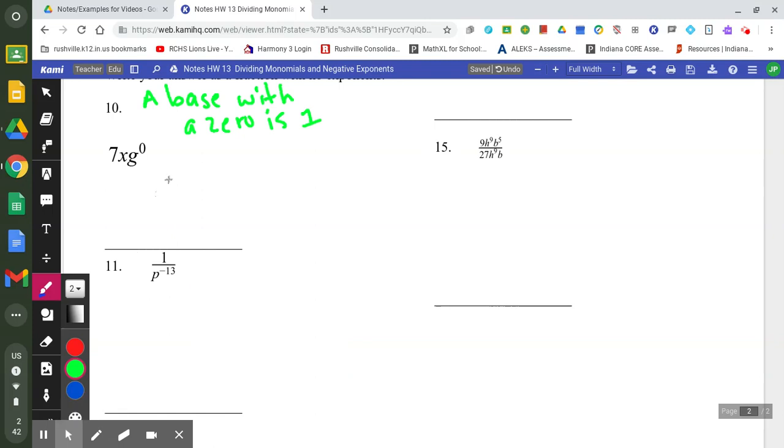Okay, so on number 10, we have the exponent of 0. And so anything that has an exponent of 0, that base becomes a 1. So my 7 stays, the x stays, but that g to the 0 becomes a 1. So 7x times 1 gives me 7x.